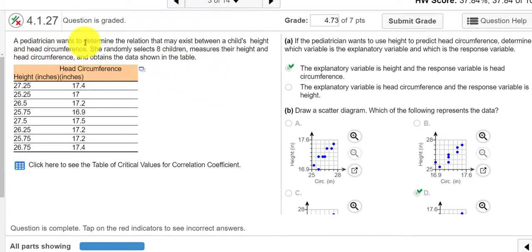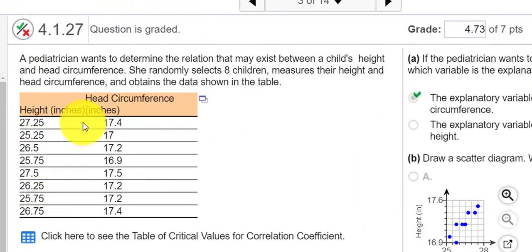Looks like you have a pediatrician that wants to determine the relation, if any, between the height of a child and their head circumference. Meaning, does a taller child have a bigger head? Right? Maybe a smaller child has a small head. The pediatrician wants to see if there's some type of relationship.